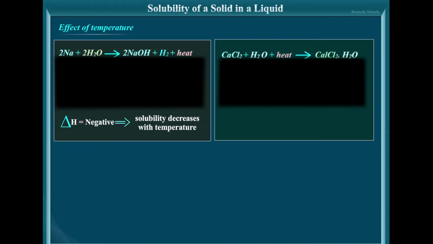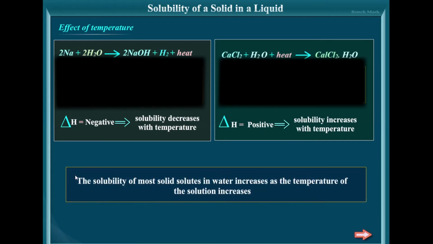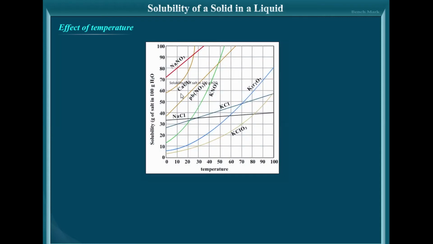Here, when calcium chloride is dissolved in water, heat is absorbed. This is an example of an endothermic reaction. So during an endothermic reaction, as the temperature increases, the solubility also increases. That is, delta H is positive, so solubility increases with increase in temperature according to Le Chatelier's principle. The solubility of most solid solutes in water increases as the temperature of the solution increases. But there are different cases also, as I have told earlier.